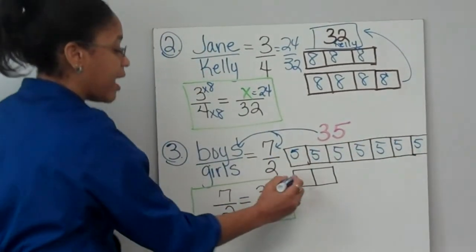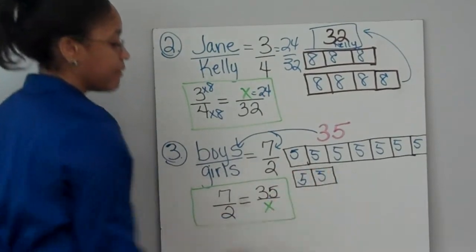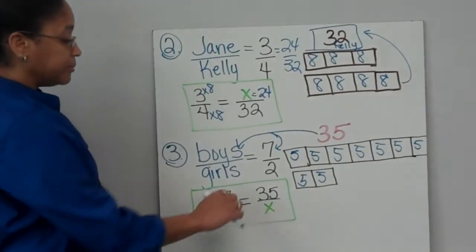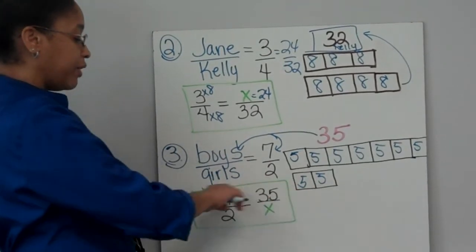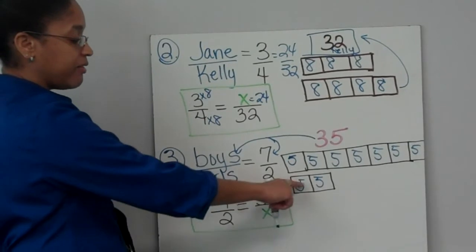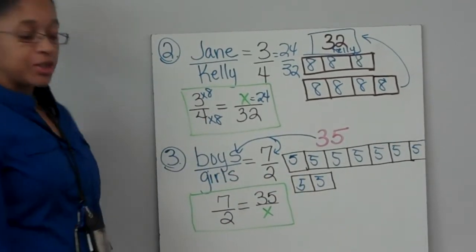If all these are 5, then these 2 are also 5 because they're the same amount as these, each one of those. All right. So then I can figure out how many girls. If there are 35 boys, then there is only going to be 5 plus 5 girls, which is 10.